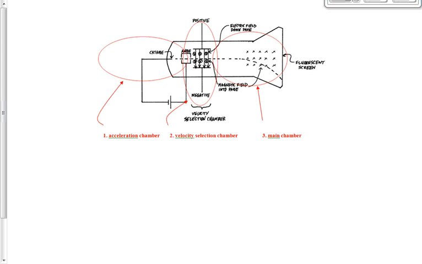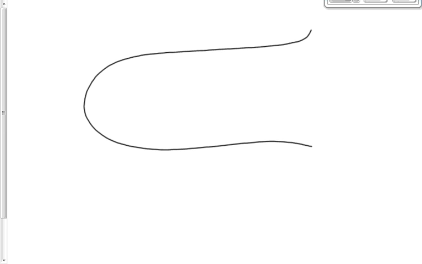Now, I'm going to draw a better picture than that, actually. I don't like that picture. What does the cathode ray tube consist of? Well, in its most basic form, it consists of an evacuated glass tube. What does that mean, evacuated? Yeah, inside of it is a vacuum. Everything's sucked out of it. There's no air inside of it. There's no anything else inside of this glass tube. So it's just empty space.